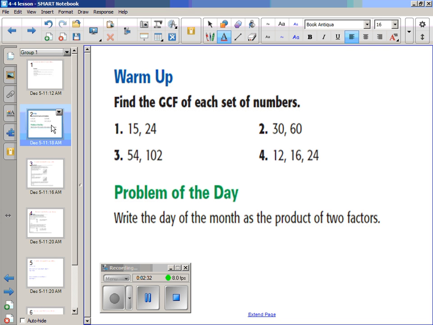So here's a little warm-up that I'd like everybody to try right now. Little review from what we did. Why don't we just do the odds up there, just 1 and 3. Find the greatest common factor of 15 and 24, and then the greatest common factor of 54 and 102. And then I want you to write the day of the month as the product of 2 factors. What's the day of the month today? Okay, so you have to write December 5th as a product of 2 factors.